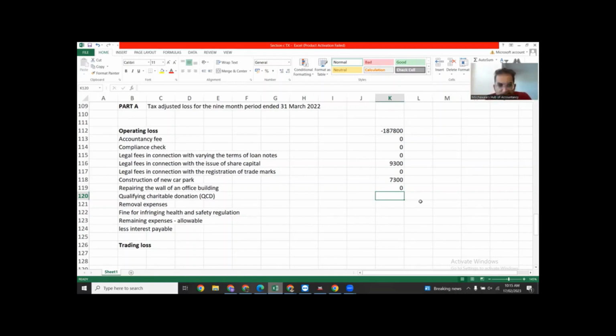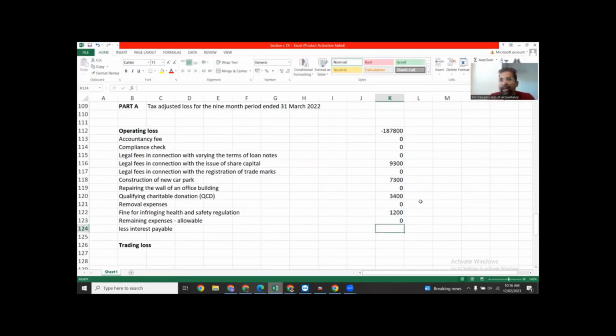So QCD is 3,400, not allowed. Then removal expenses are allowed because it was not an expansionary move. I told you, fine is never allowed. We'll add back. Then finally, remaining expenses. It was written that remaining expenses were all allowed.